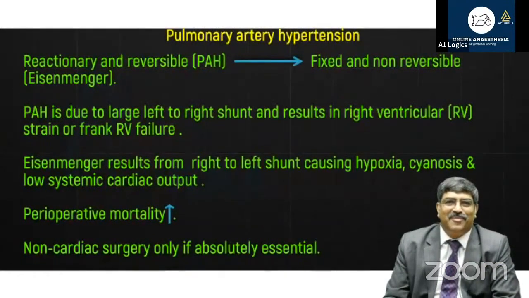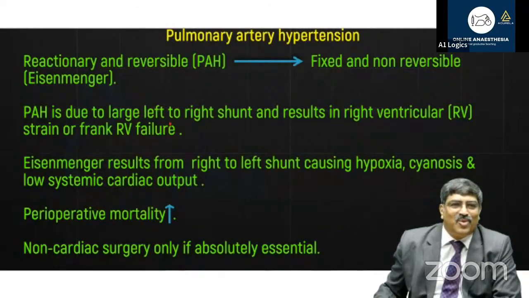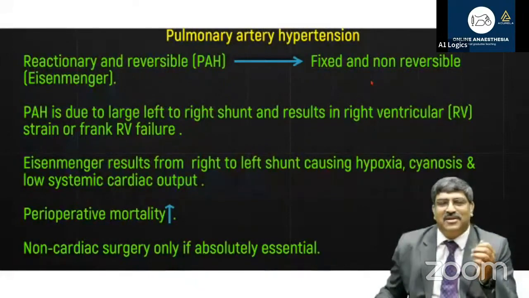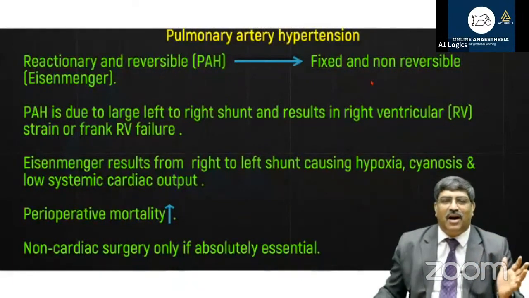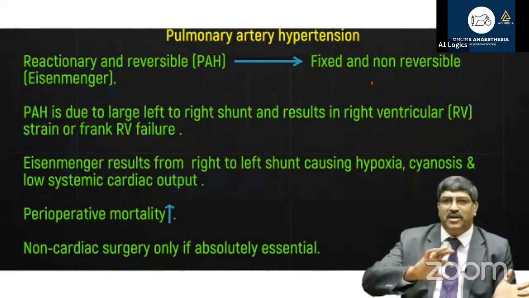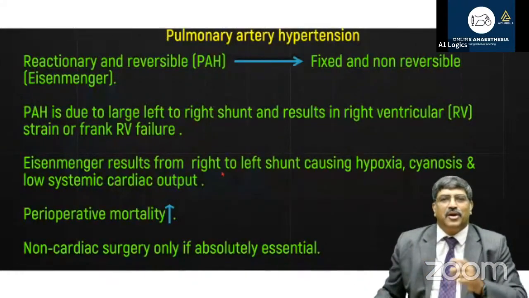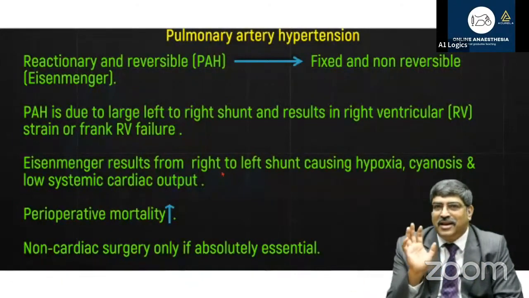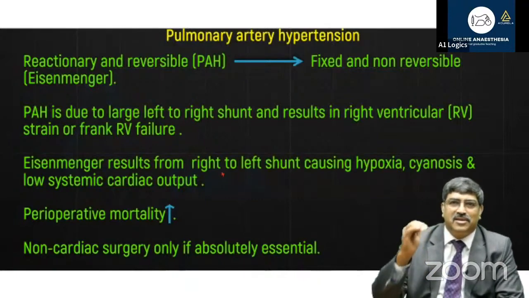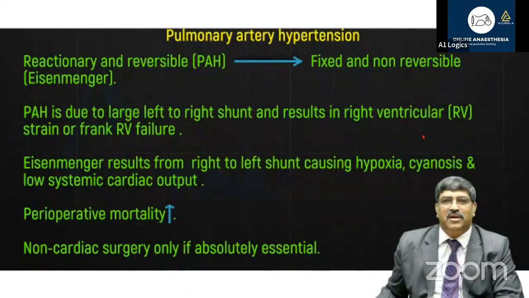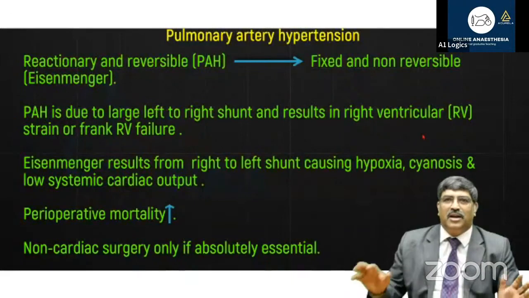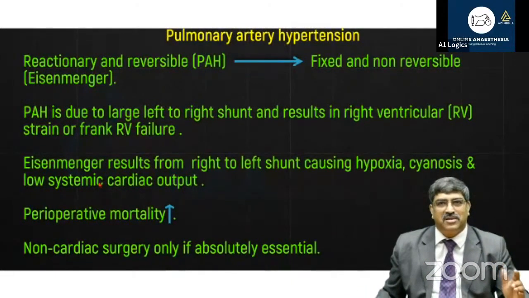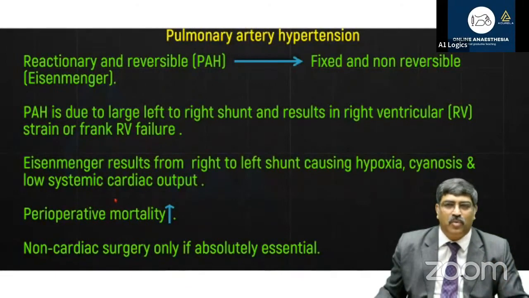Now coming to the pulmonary artery hypertension, what was reactionary and reversible in the initial left to right shunt later becomes fixed and non-reversible, and reversal of shunt from the right to left side will happen. And you have to understand that the right ventricle never tolerates increased pressure overload. So whenever there is pulmonary hypertension, there is going to be right ventricular failure. And reversal of shunt happens, Eisenmenger sets in, and there is going to be hypoxia, cyanosis and low cardiac output.